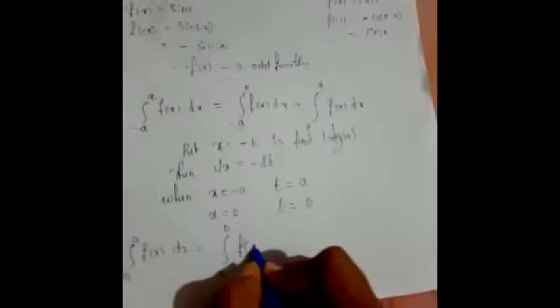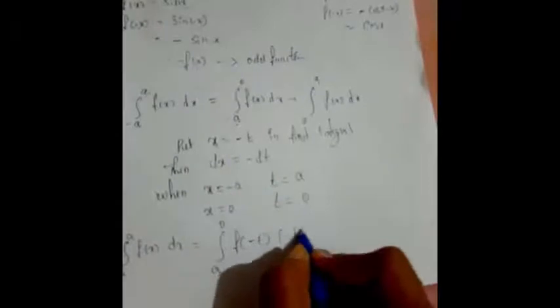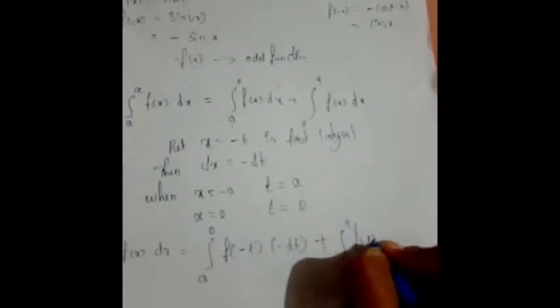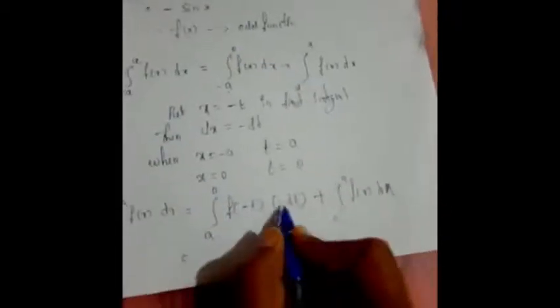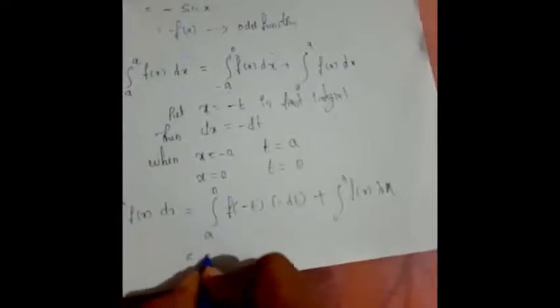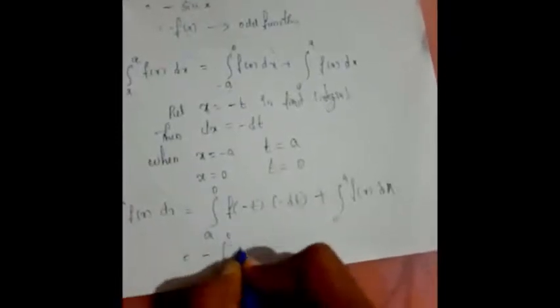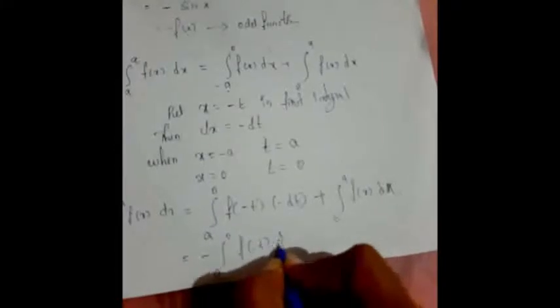Here we are replacing x by minus t. Then dx is replaced by what? Minus dt. Yes, everything is in terms of t. Plus this one is as it is. Okay, don't put minus t again here, this one is as it is. And let us see, if I take the minus common, what happens? Minus the integral from a to 0 of f of minus t dt plus the integral from 0 to a of f of x dx.